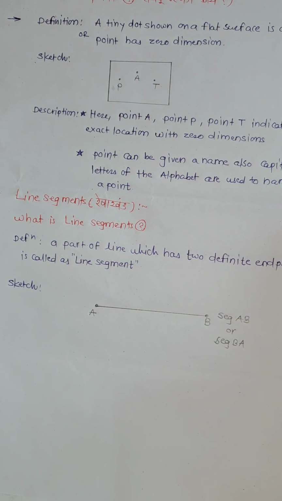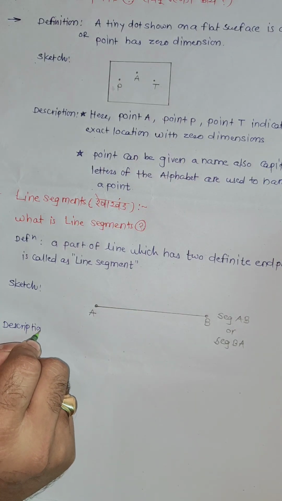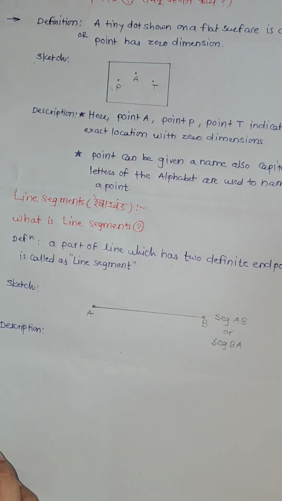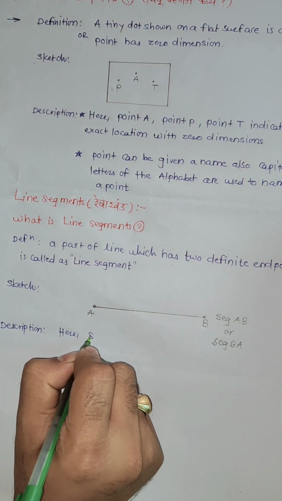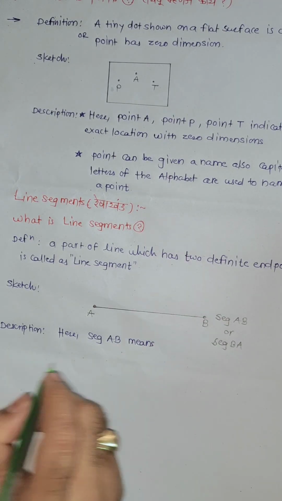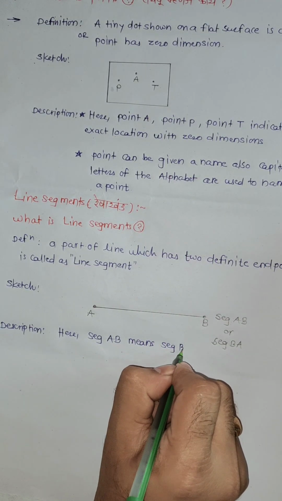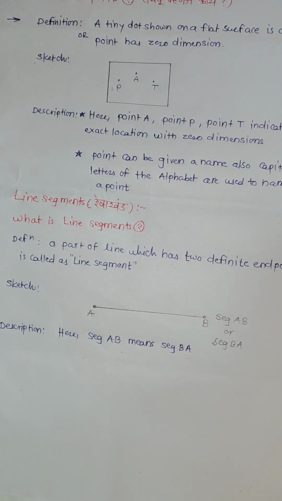This is the sketch. The third point is description. In the description, segment AB means segment BA. Clear? What is meant by a line segment? A line segment is a part of a line which has two definite endpoints.